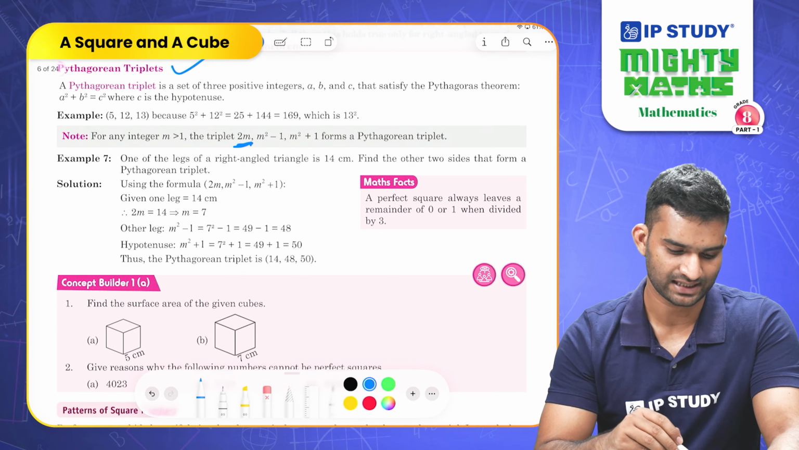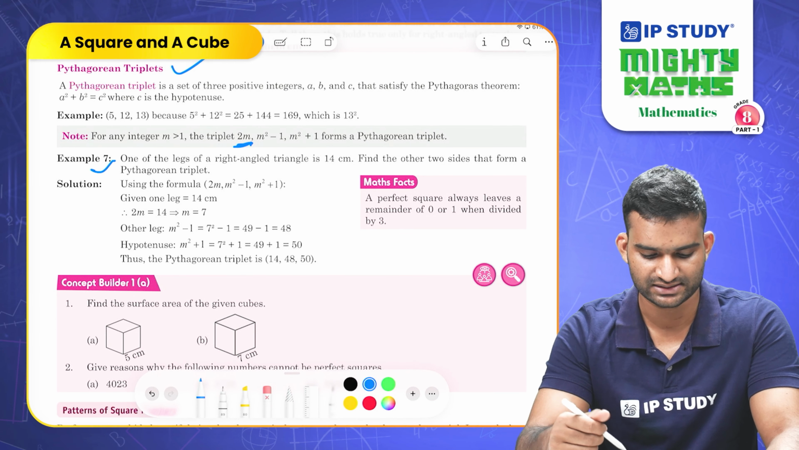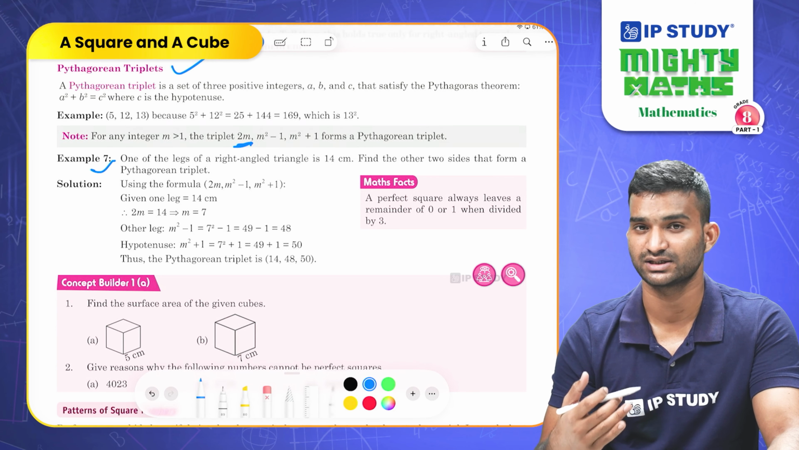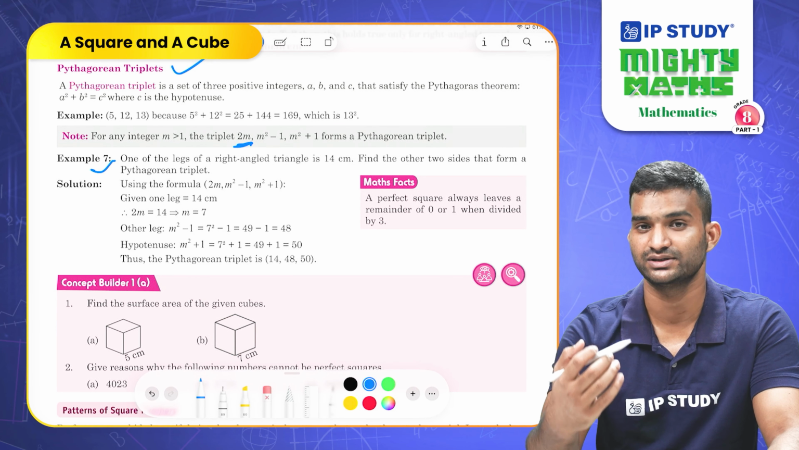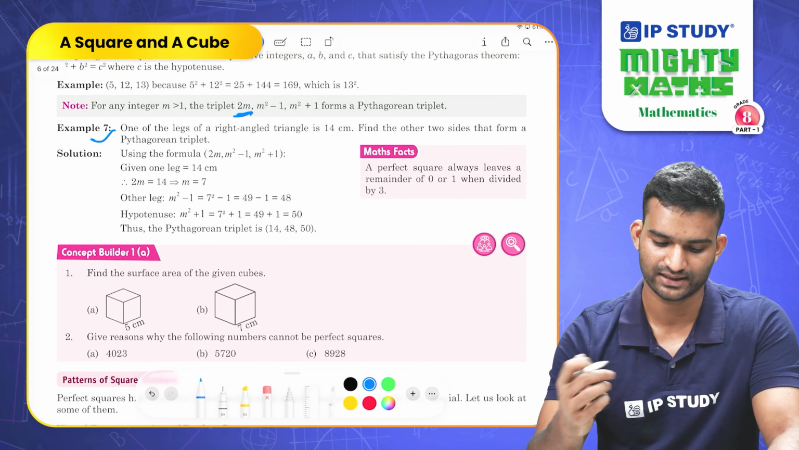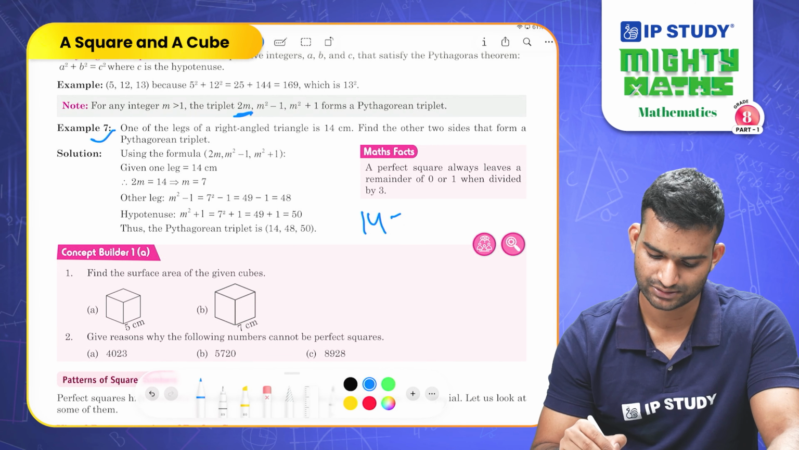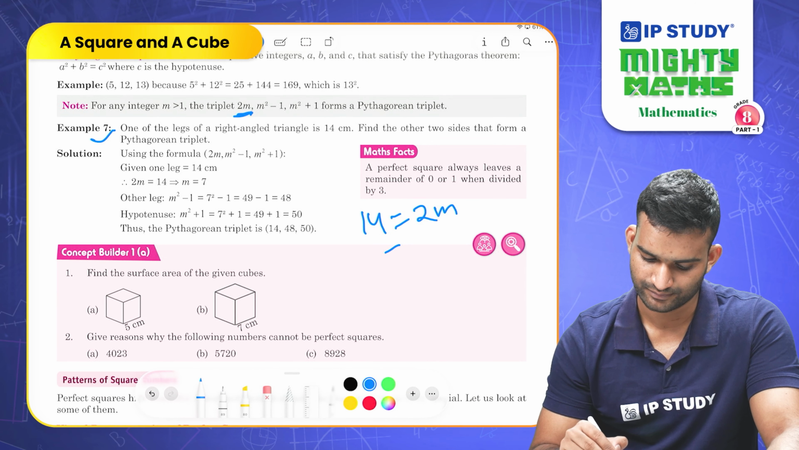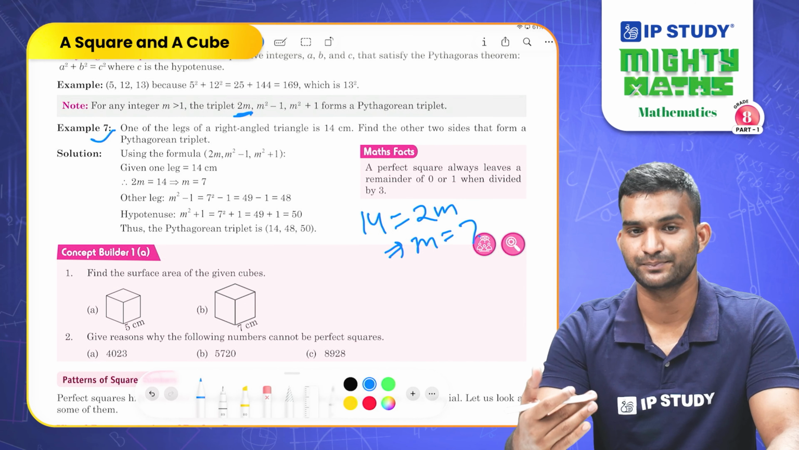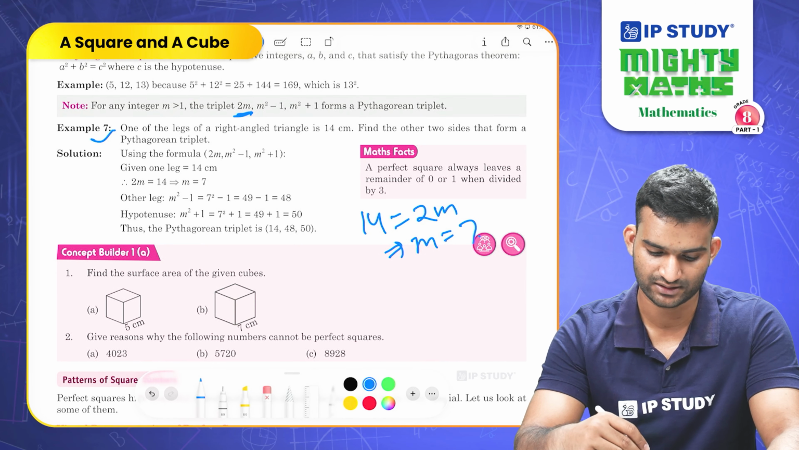So let's understand this example 7. In this example 7, we have been given the side of a right angle triangle which is 14 centimeter, and we need to find the Pythagorean triplets using this. So we can consider 14 as 2m. This results in m equal to 7. Now we can simply use the Pythagorean triplets given right here.